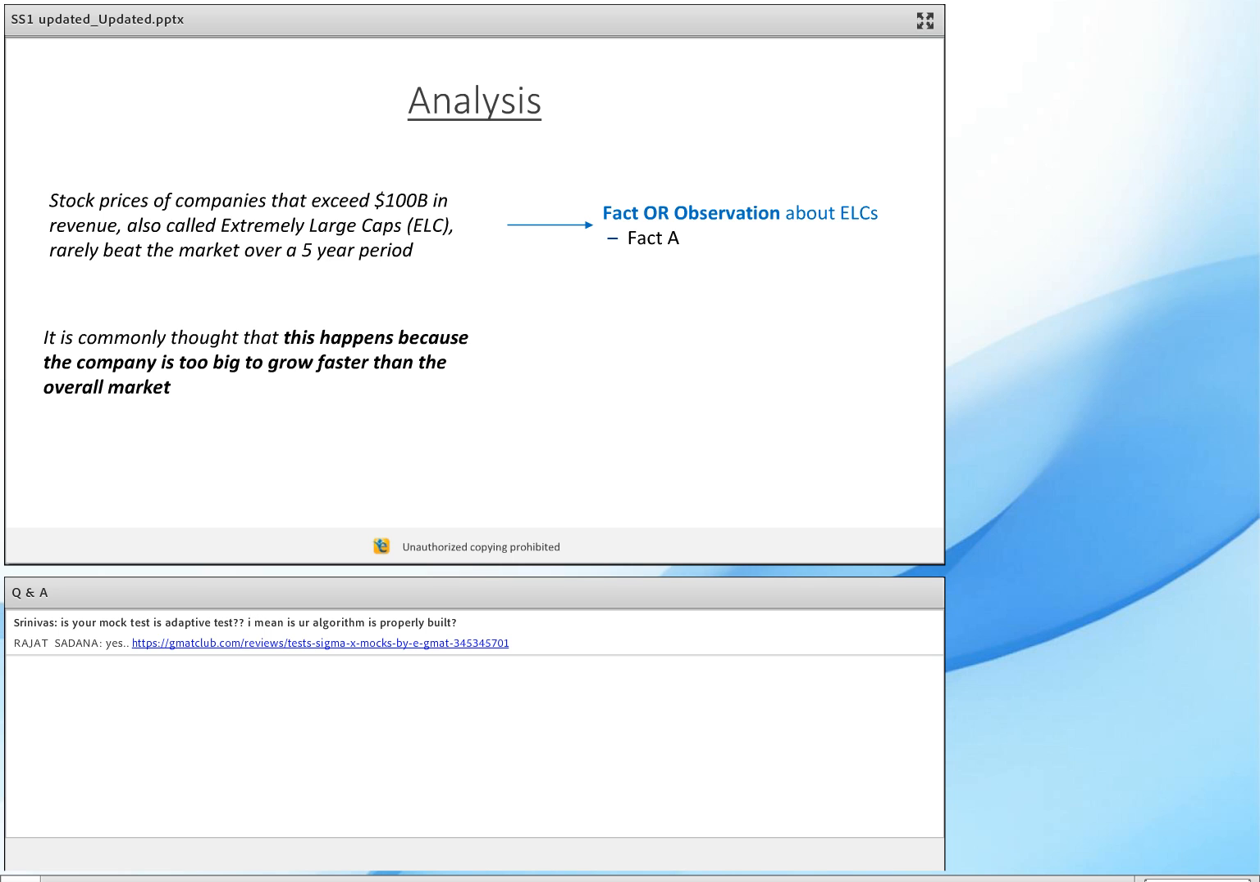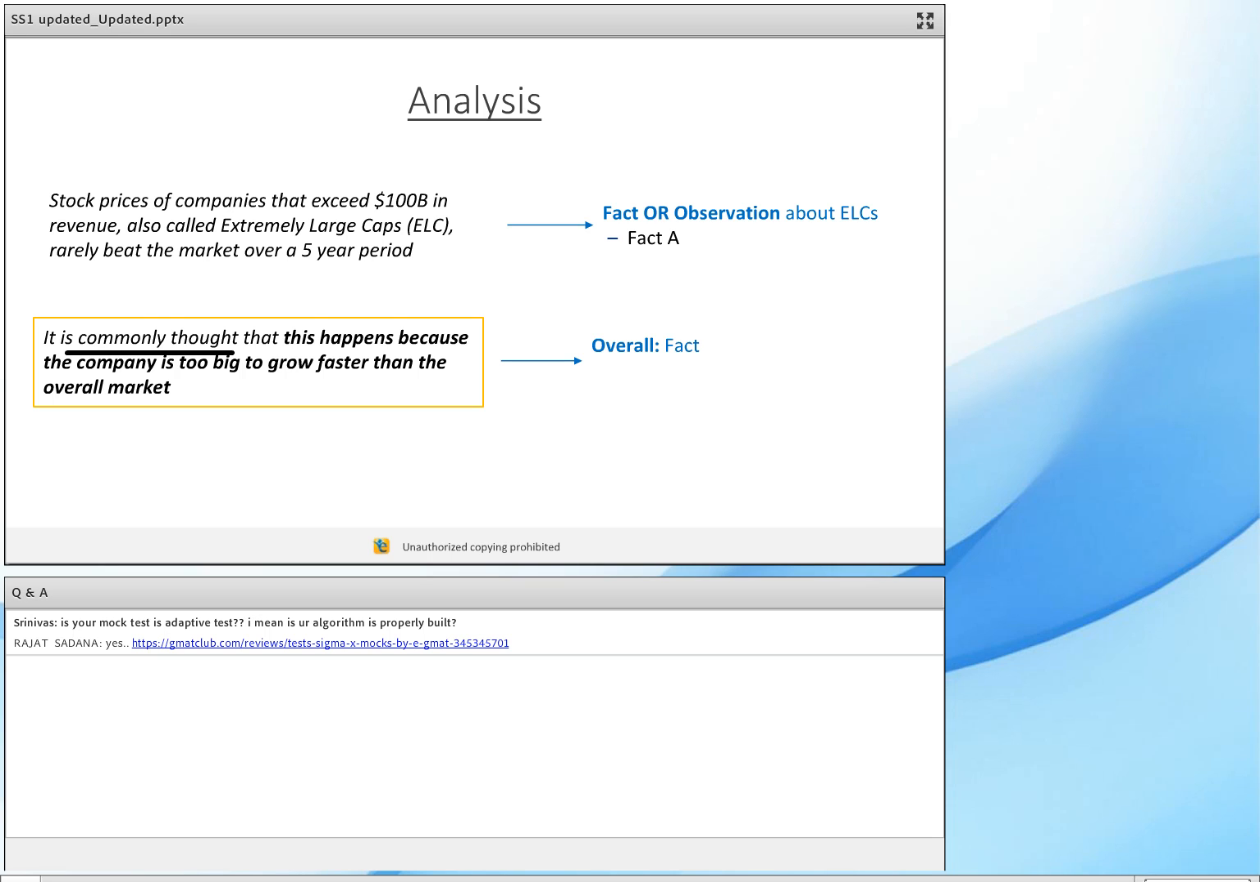Then the second statement says, it is commonly thought that this happens because the company is too big to grow faster than the overall market. So then the author presents what's called a common thought. And he says that this happens because this company is too big to grow faster than the overall market. There are certain things over here which are very interesting. When you see that the author says it is commonly thought, one thing that is clear is that this is not the author's opinion.